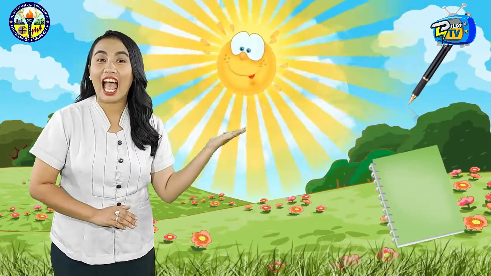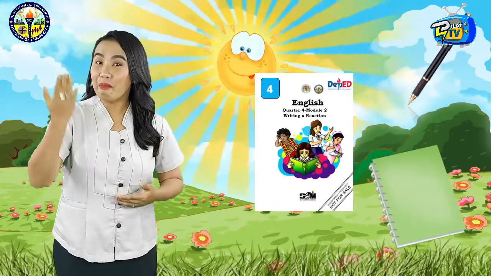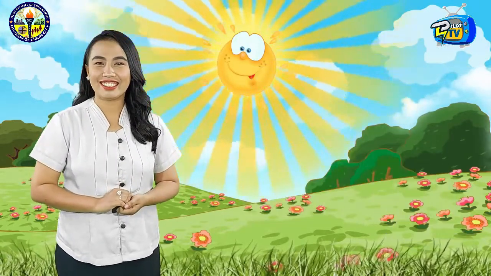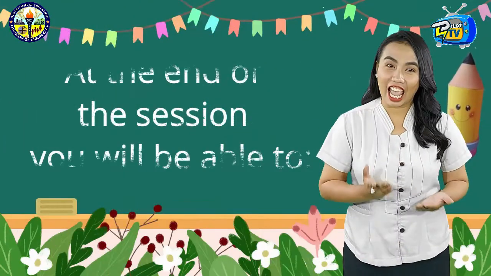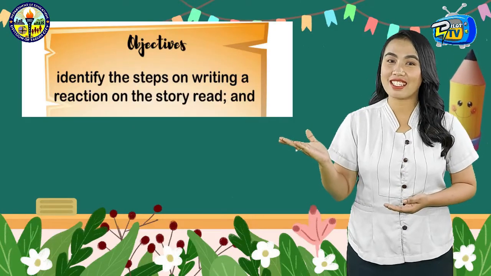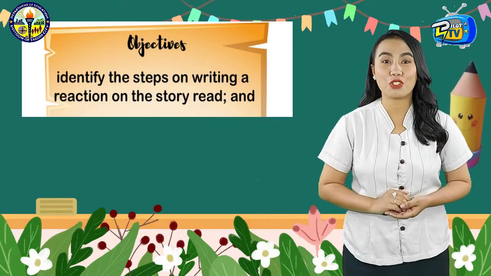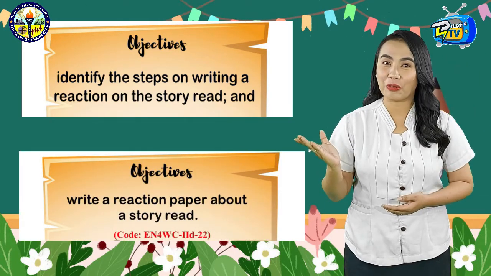Before that, let us check first if you already have your pen, notebook, and learning module with you. Great! Come on, let's start. Welcome to English 4 Module 2 for the 4th quarter. At the end of the session, you will be able to identify the steps on writing a reaction on the story read and write a reaction paper about a story read.